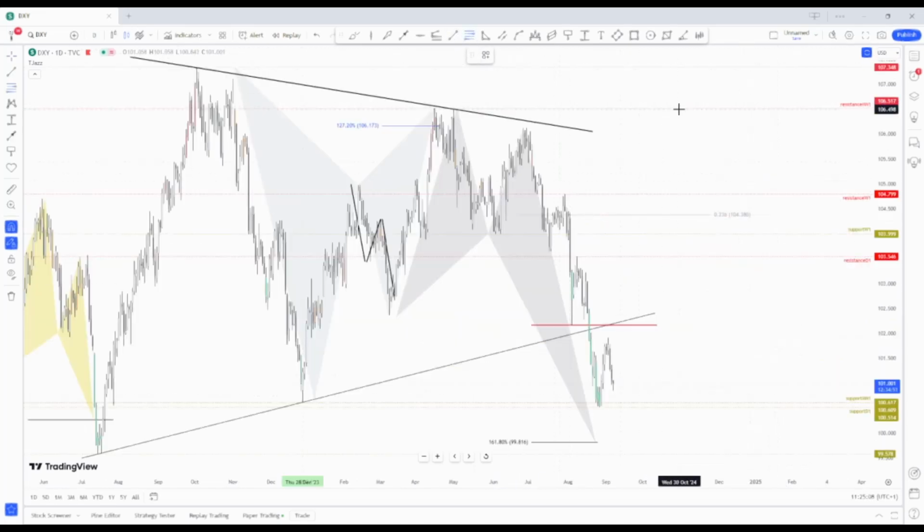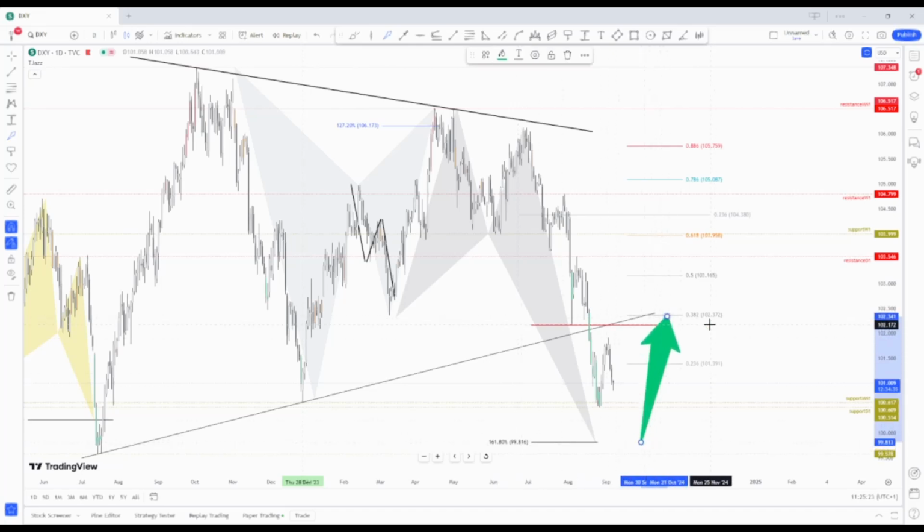Usually we tend to search for default targets for that pattern. If somehow the market forms the sequence, we will expect a move towards the 38% Fibonacci retracement level. So from 99.81 we will expect a move towards 102.37.